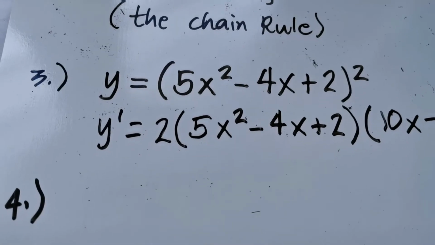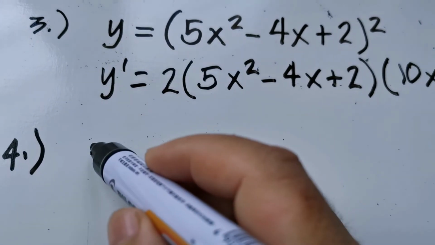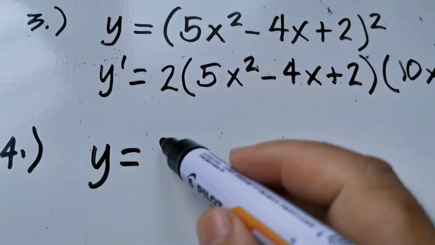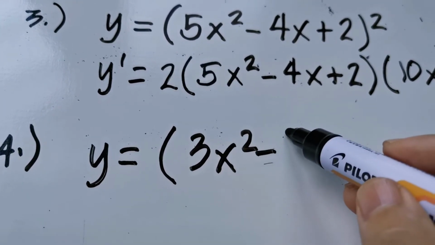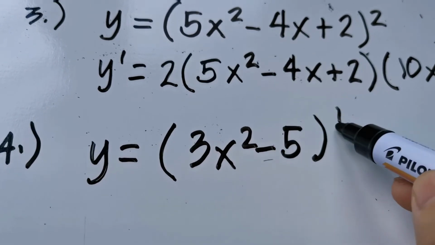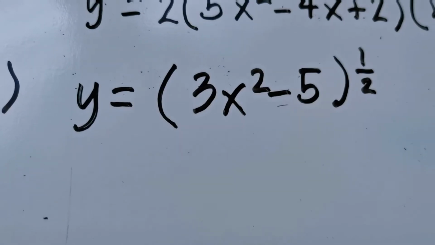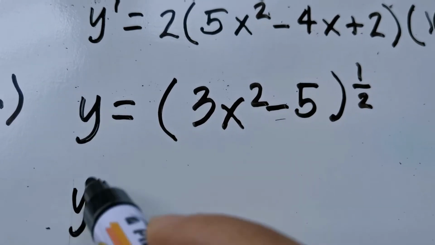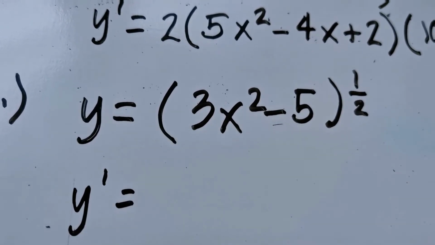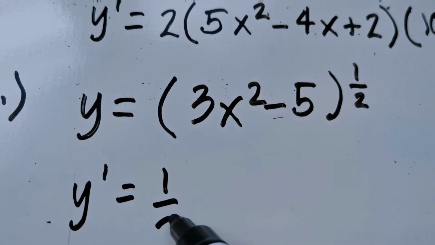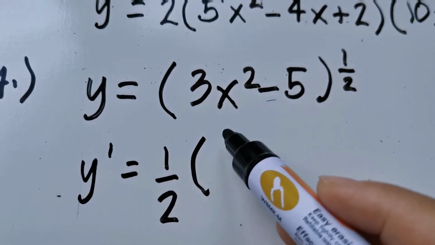Next, number 4 example, we have y equals the quantity 3x squared minus 5 raised to 1/2. Our exponent here is 1/2. So still, to get the derivative of this, we will multiply 1/2 outside the parentheses, so we have 1/2 times, we will just copy the inner function.